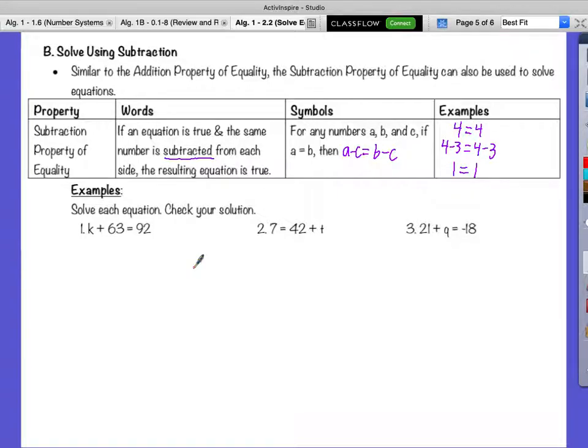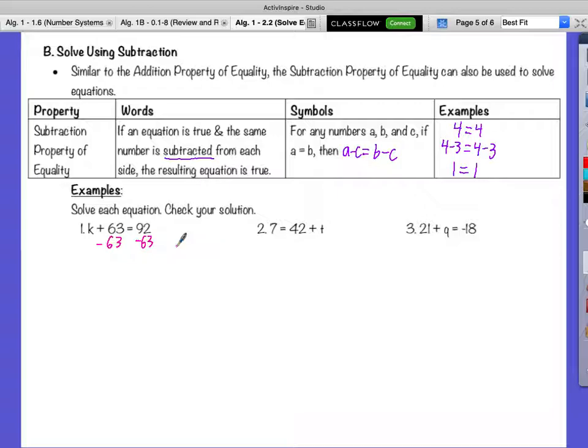So what's happening with k right now? We're adding what to it? 63. How do we undo addition? What's the opposite of addition? Subtraction. So we're going to subtract. What are we going to subtract? 63. We don't pick a random number; we pick whatever number is there, because we want to get it by itself. If we pick any other number, it wouldn't get it by itself. And if we subtract from the left side, we also have to subtract from the right side of the equation.